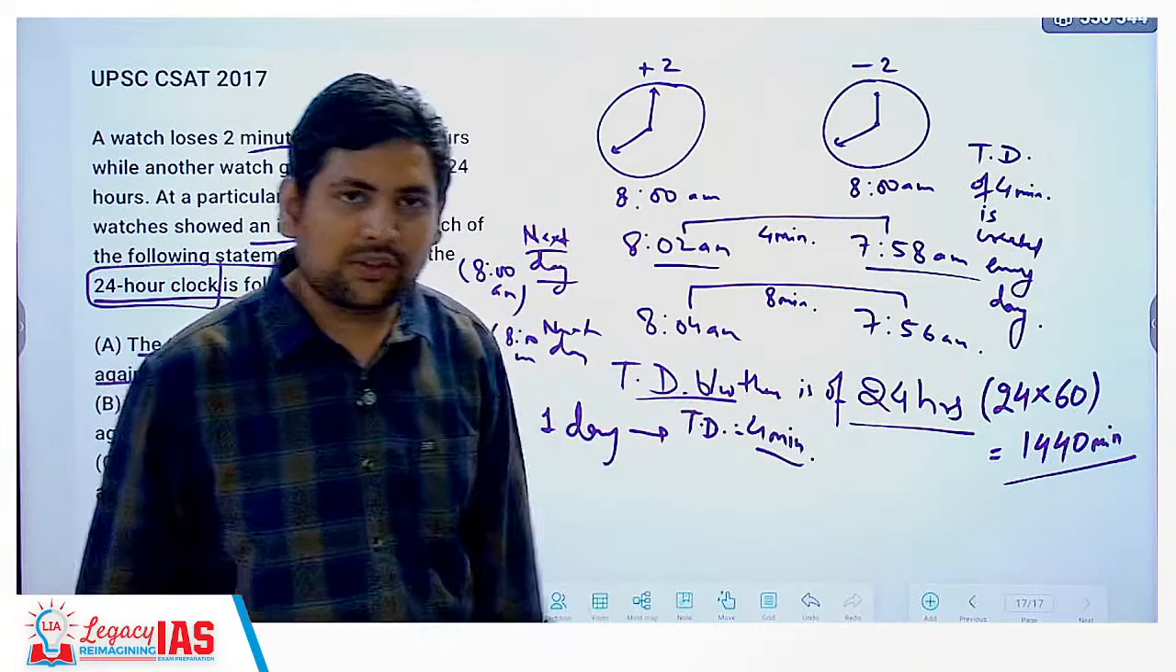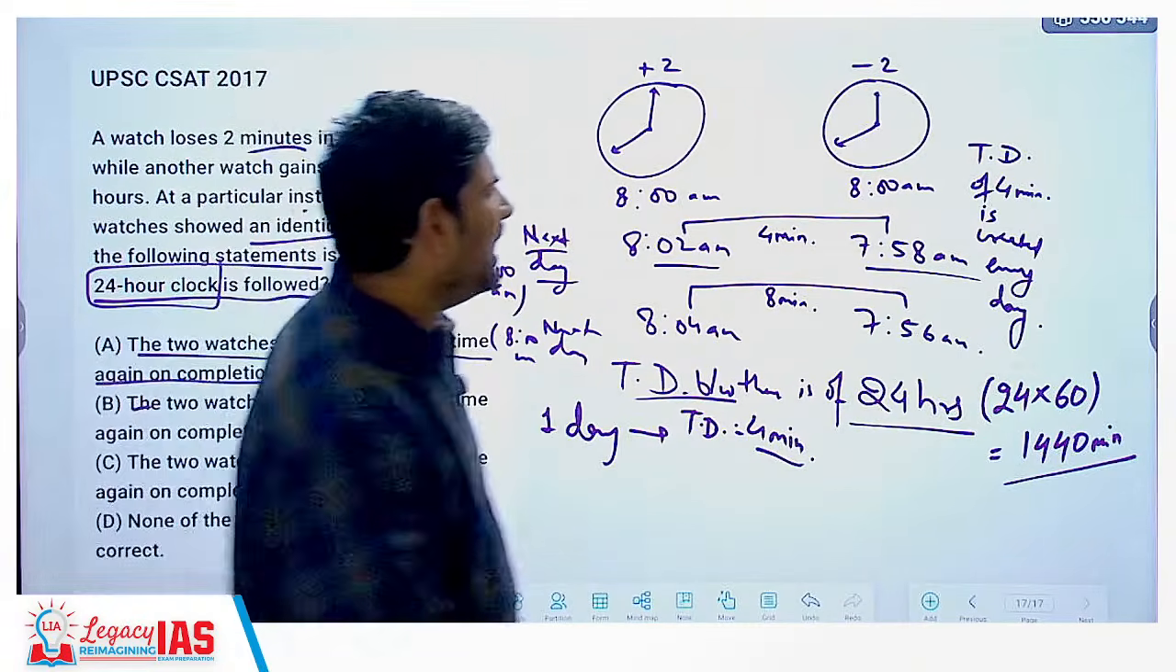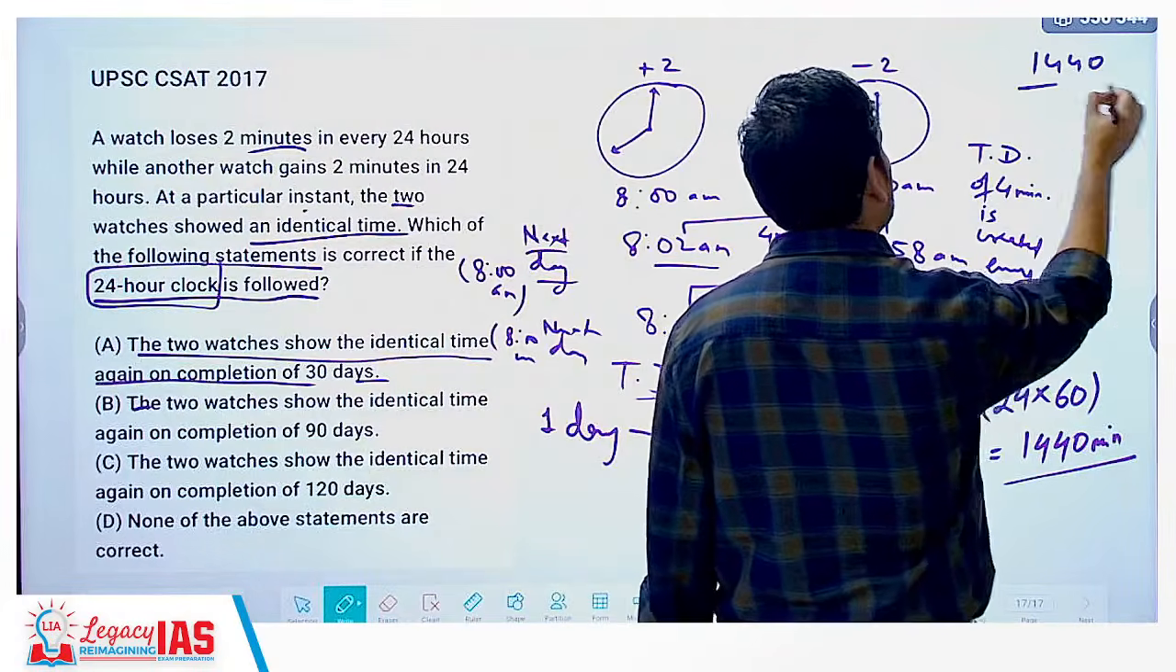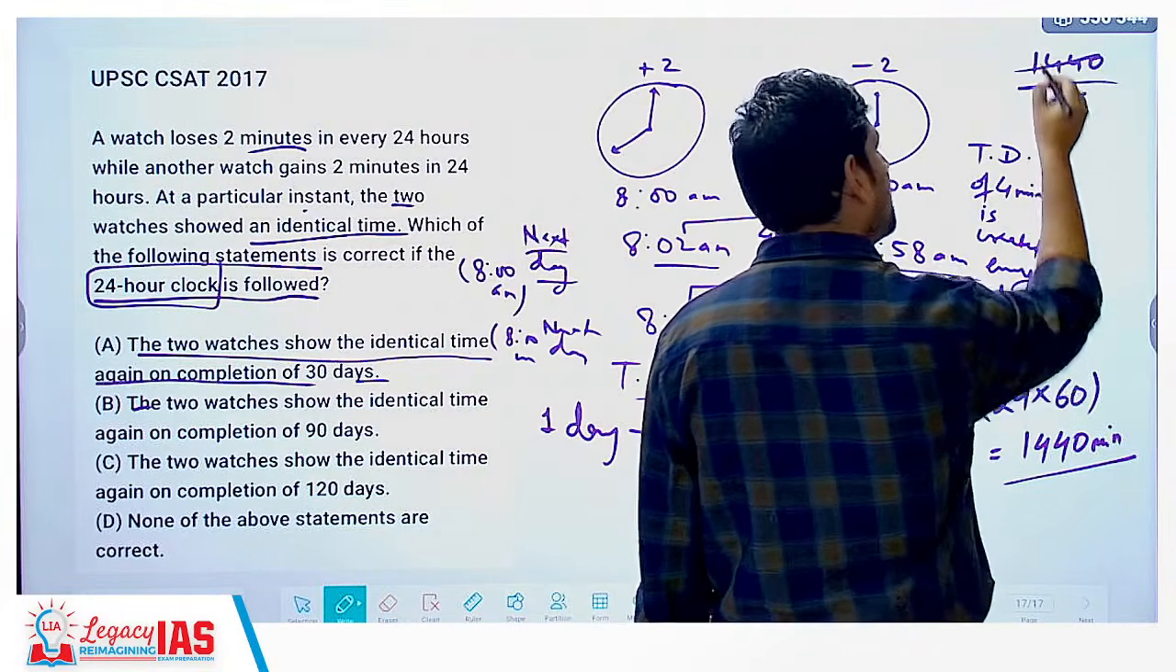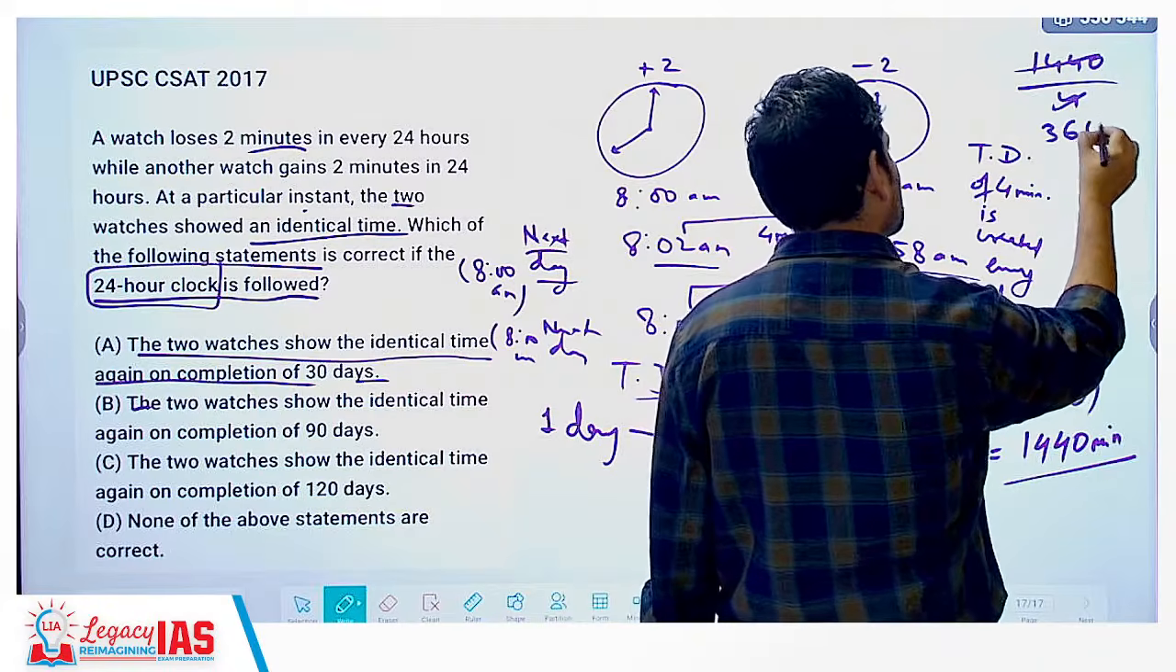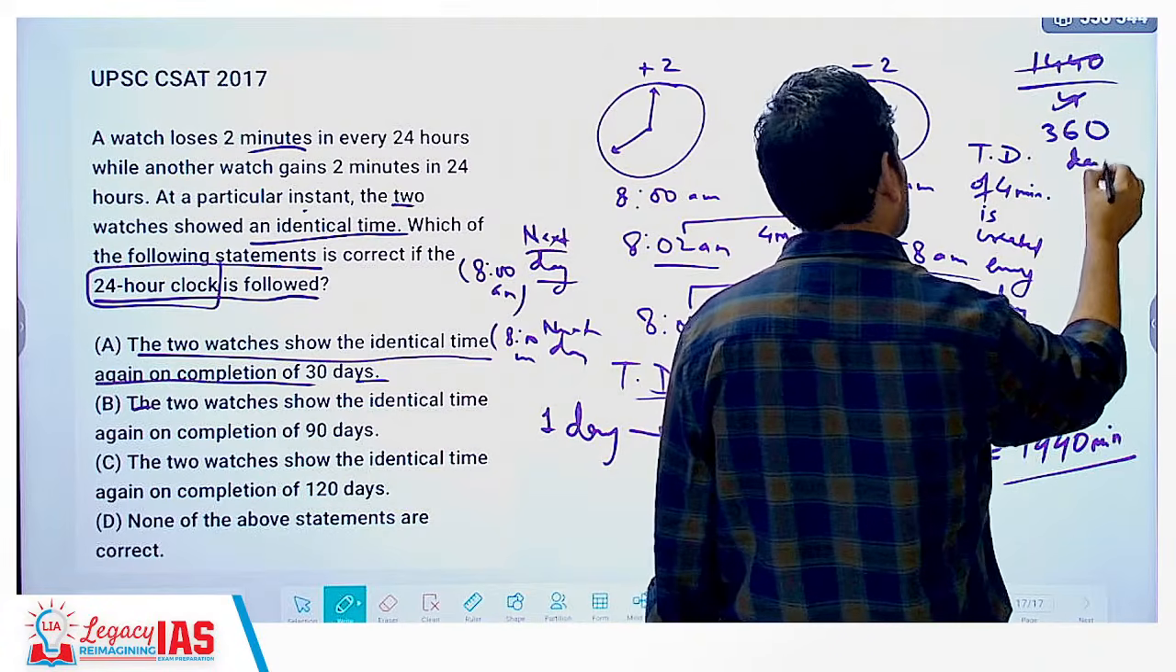Now, how do I get to 1440? Simply I have to divide this. So 1440 divided by 4, how many times? 360 times. So this is 360 days.